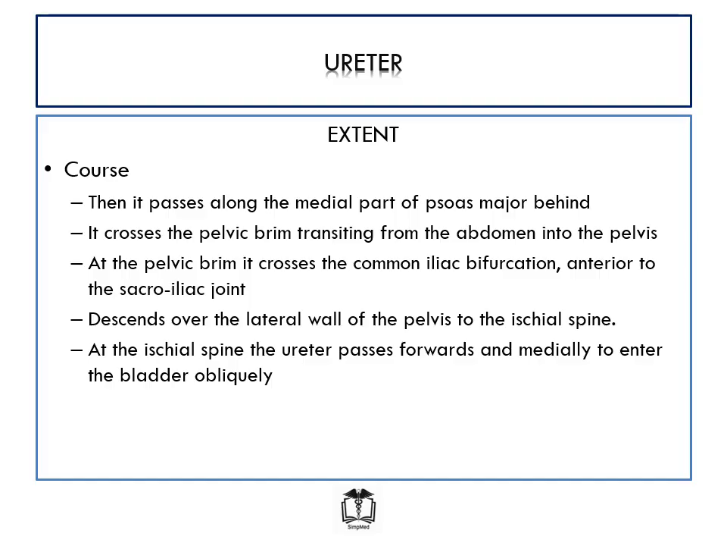So where we have the common iliac artery dividing into external and internal iliac, the ureter crosses anterior to the common iliac artery and also anterior to the sacroiliac joint. Then it enters into the pelvis as a result. Within the pelvis, it descends on the lateral wall of the pelvis and it descends very close to the iliac spine. Once it gets to the iliac spine, the ureter tends to be passed forward and then medially to enter into the bladder. There's a unique relationship between some structures of the pelvic region and ureter. We'll talk about that very soon.